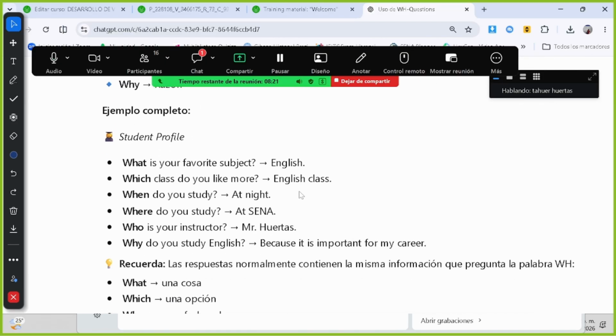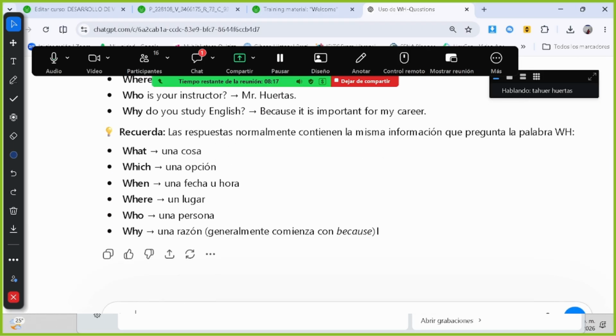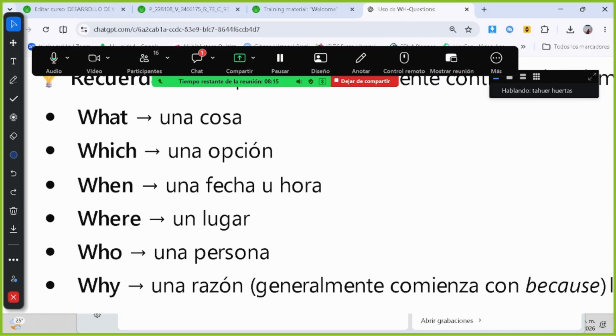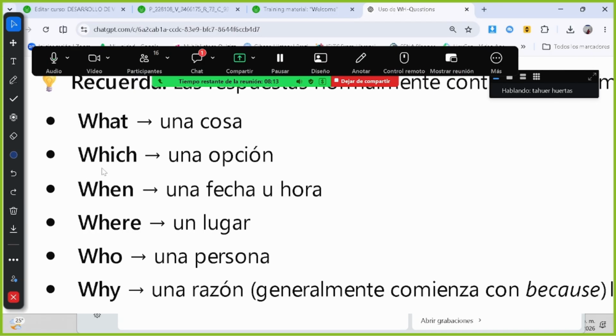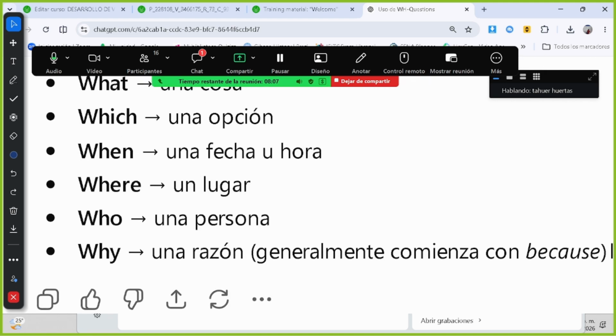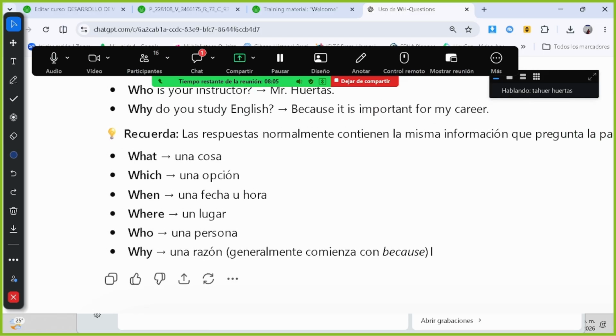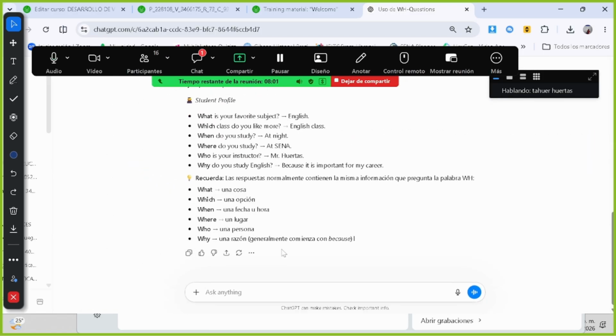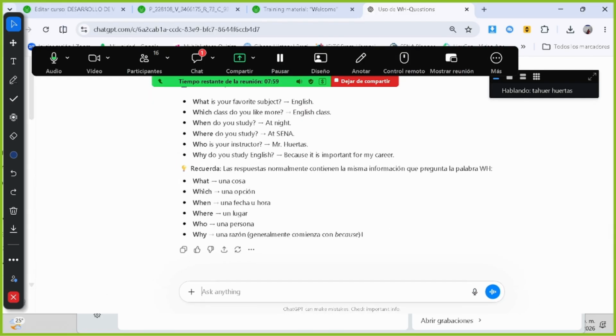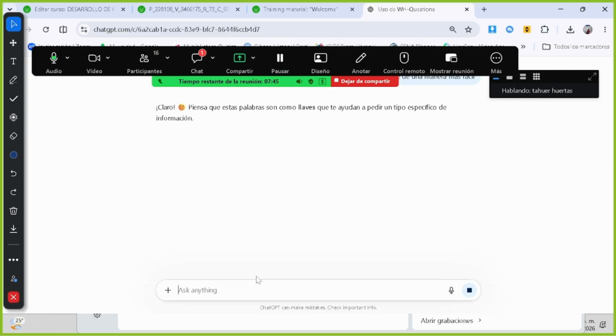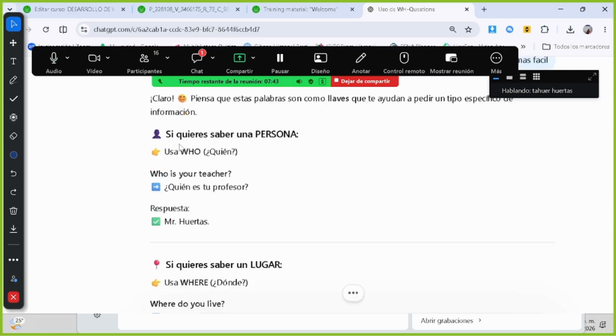All right. Some examples. More examples. Oh, here. This is a great summary. What is for a thing? Which is for an option? When is for the time? Where is for a place? Who is for a person? Why is for a reason? Yes. If you don't understand, you can ask ChatGPT. I don't understand. Please explain this to me in an easier way. Okay?